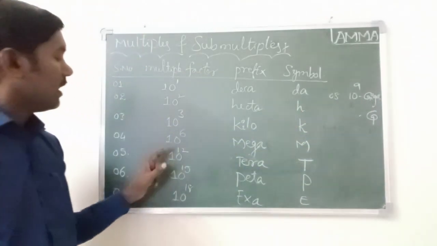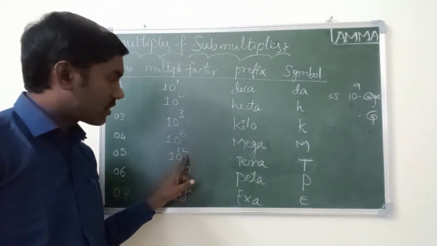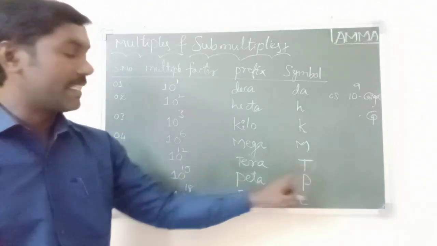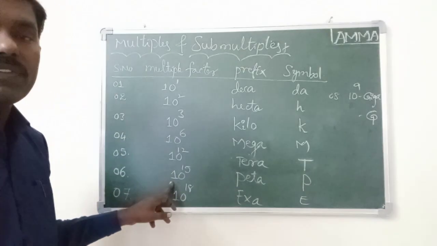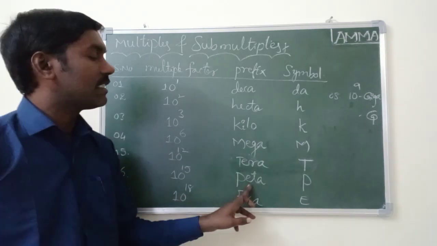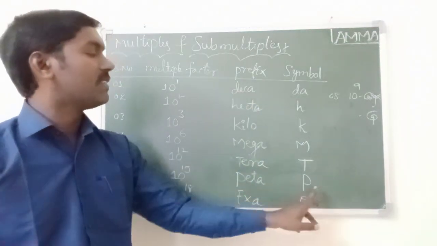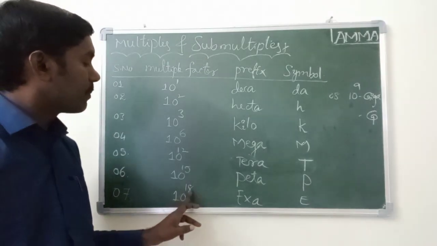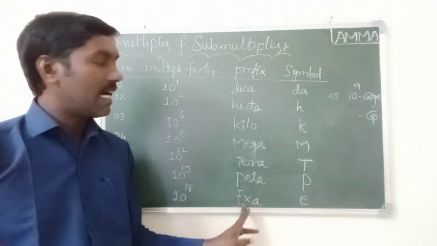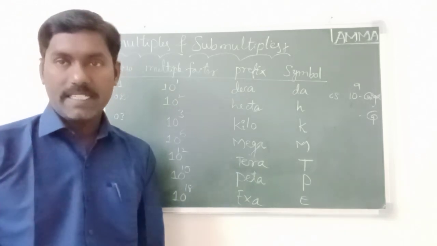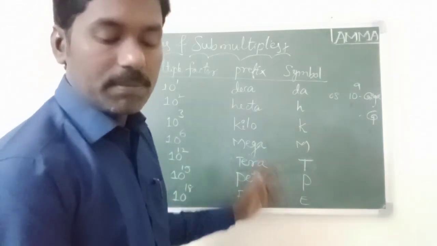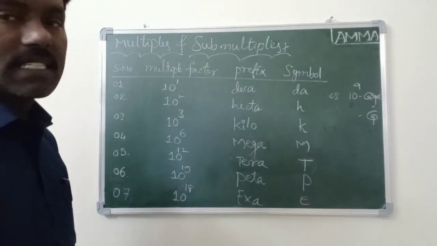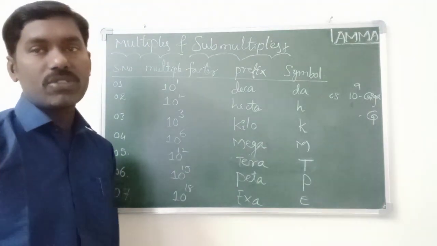If we multiply the unit with 10 power plus 12, we call it tera, represented by capital T. 10 power plus 15 is peta, represented by capital P. And 10 power plus 18 is exa, represented by capital E. These are the multiple values of the units. Now let's discuss the submultiple values of the units.